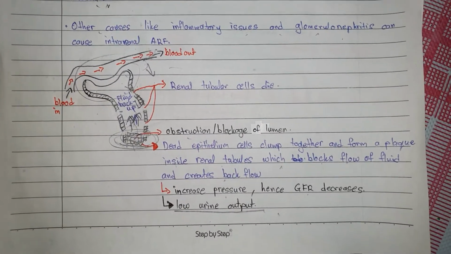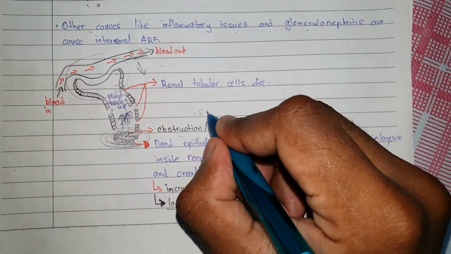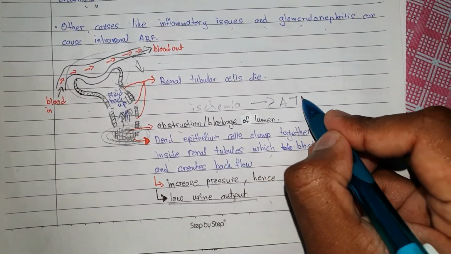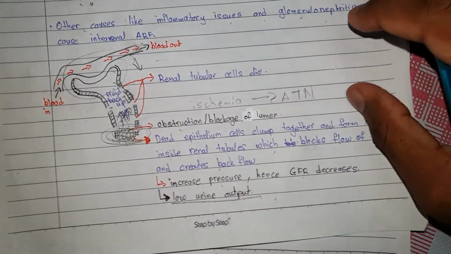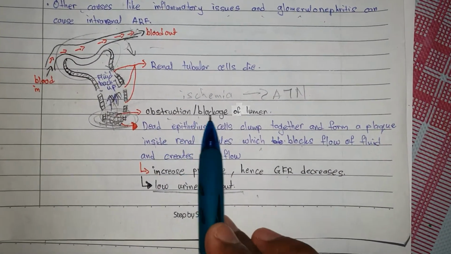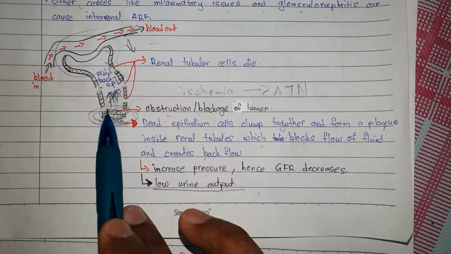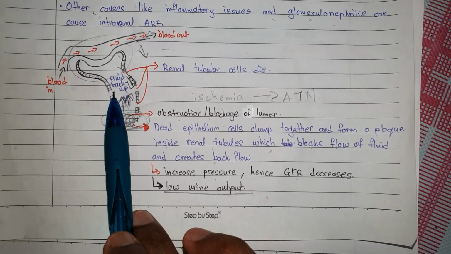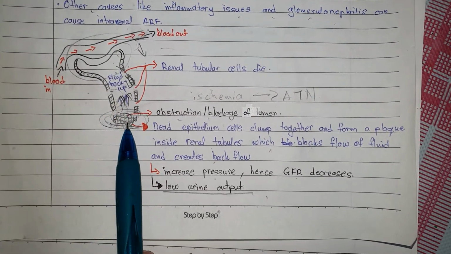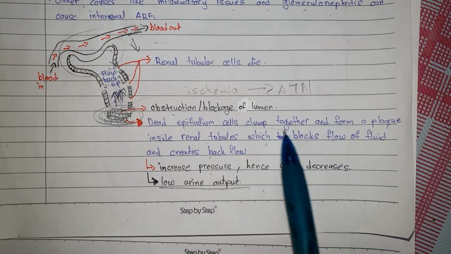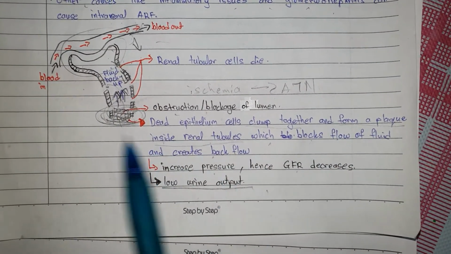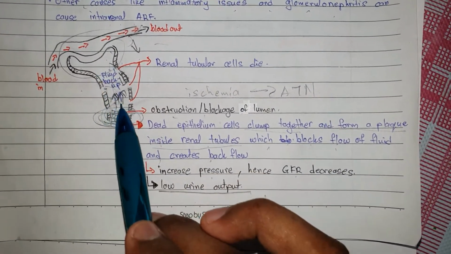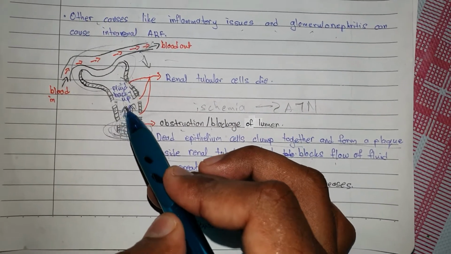If the kidney is suffering from ischemia, as I say, insufficient blood flow to the kidney, this will result in acute tubular necrosis, which is the death of epithelium cells. This will create an obstruction and blockage in the outer layer of the lumen. The dead epithelium cells fall together, clump together and form a plug inside the renal tubules, which blocks the flow of fluid and will create a backflow.